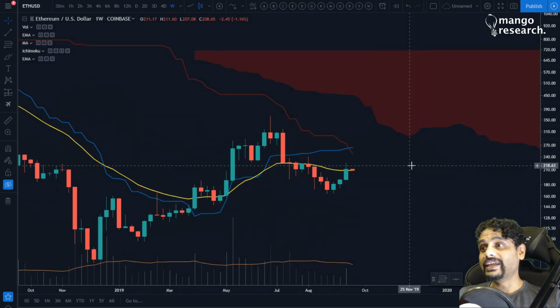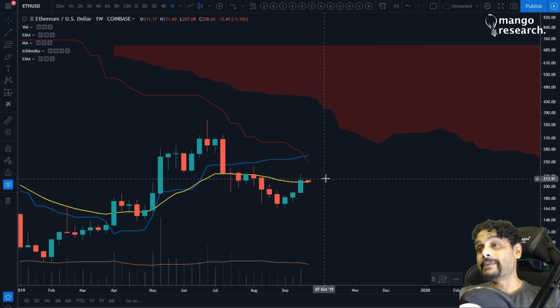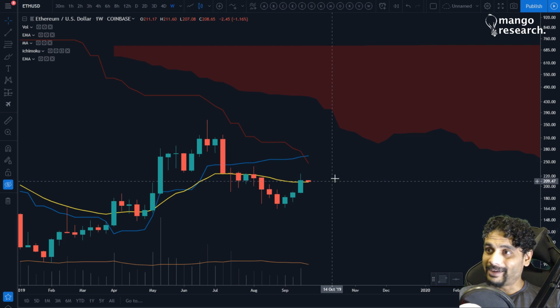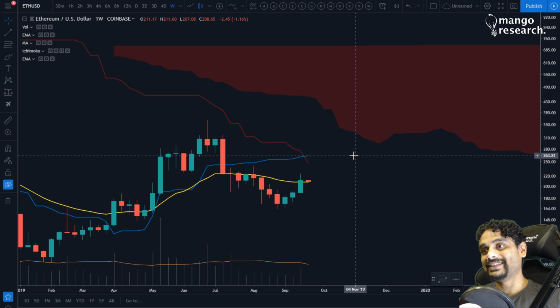On the weekly time frame, we are looking at the 21 EMA over here. We have popped over the 21 EMA. We are closed over the 21 EMA. If we do manage to close another weekly above this, we can look up at a move all the way back. Hey, what do you know? The Tenkan and Kijun coming at around 263 over here too, right?